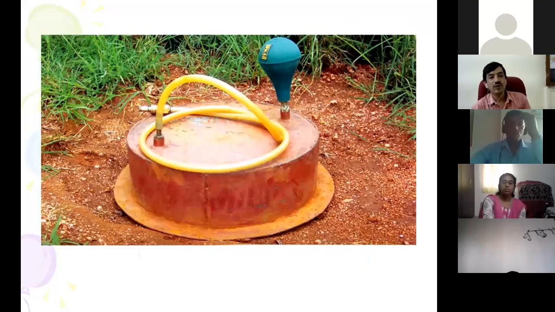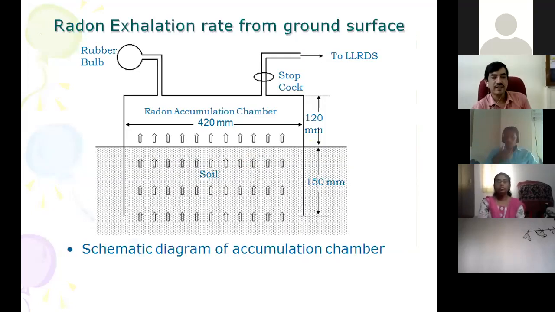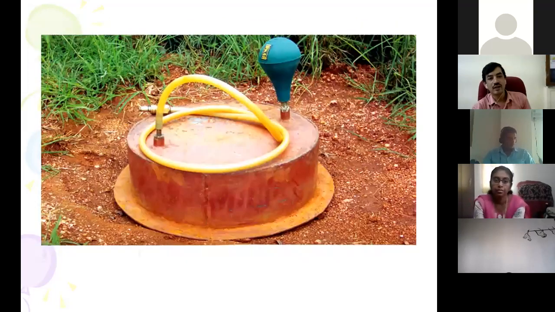We can measure how much radon is emitted from the ground surface. This parameter is known as the radon exhalation rate. Quantitatively, we can do it. This is the experimental setup to measure the radon exhalation rate from the ground surface. The earlier equipment is for the measurement of radon and its progeny in the environment. This is the equipment to know how much is being emitted from the ground surface, and a similar setup can be used to find out the radon exhalation rate from the walls and floors of buildings.